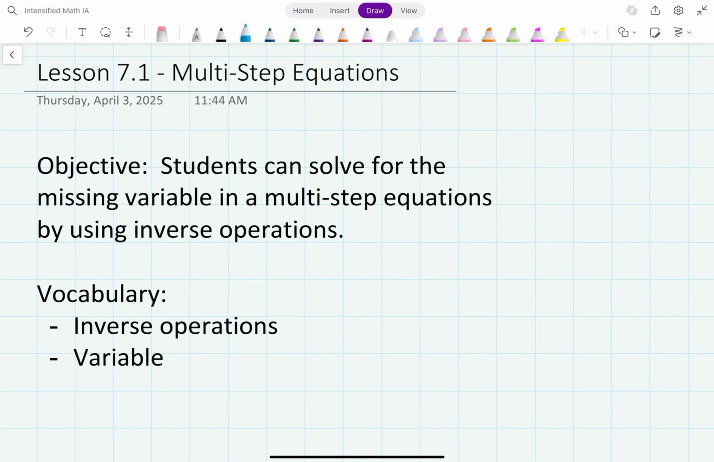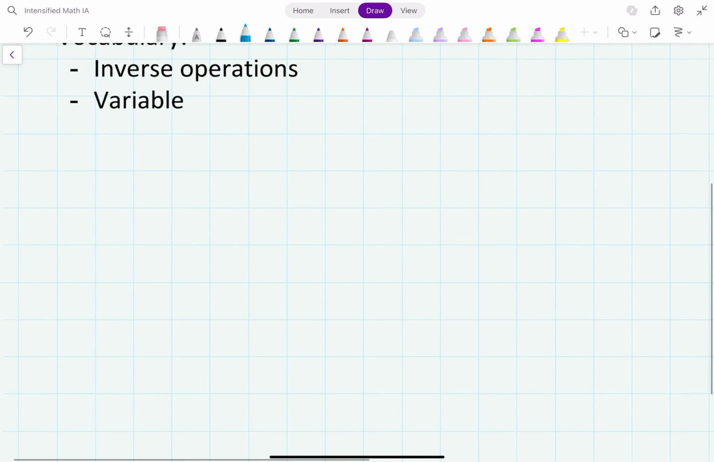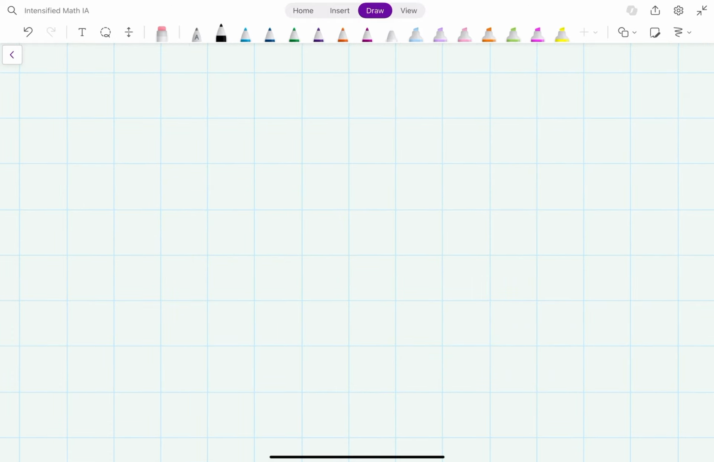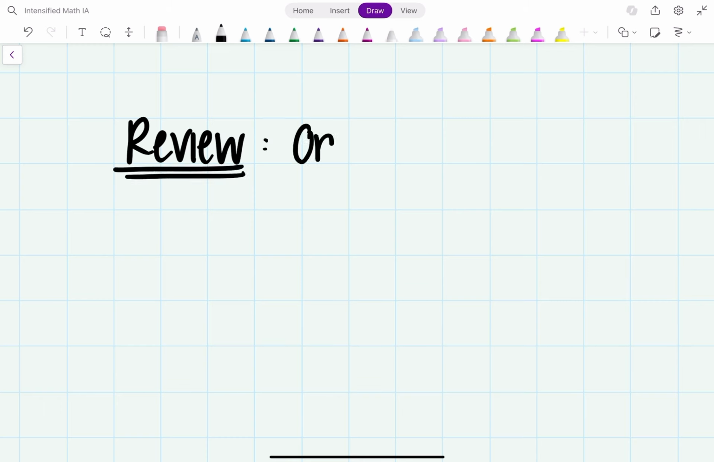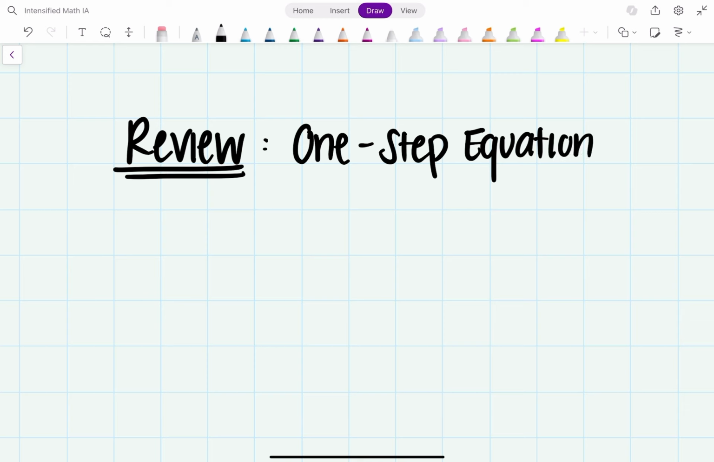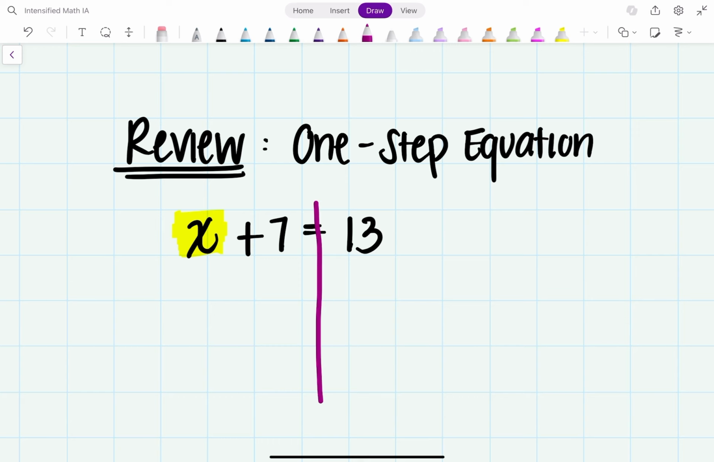For example, let's start off with a bit of a review. For the review, we're going to take a look at one-step equations. I have x plus 7 is equal to 13. Whenever we're talking about inverse operations, our goal is to isolate the variable that's given to us, in this case being x.